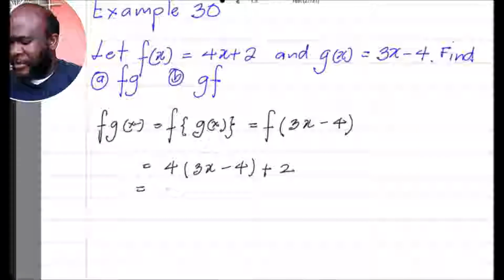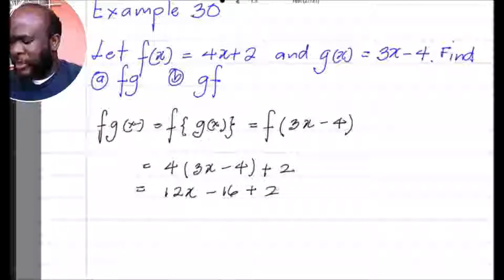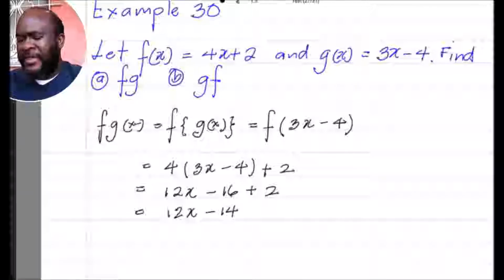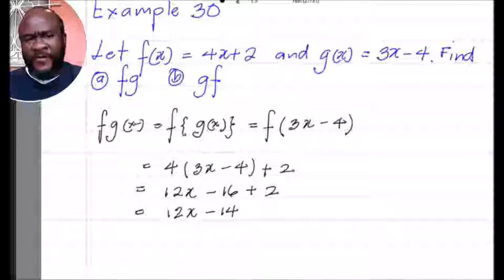Let's simplify. This is 12x minus 16 plus 2. I just apply the distributive law. Whatever is inside the bracket is multiplied by what is immediately outside the bracket. Now this would be equal to 12x minus 16 plus 4, which is minus 14. So f of g of x is a function in which the range of g of x is the domain of f. To find f of g of x, in f, wherever I see x, I'm going to take out x and put g of x.